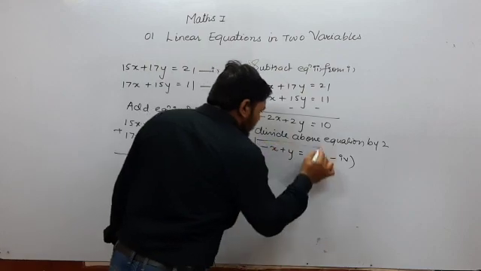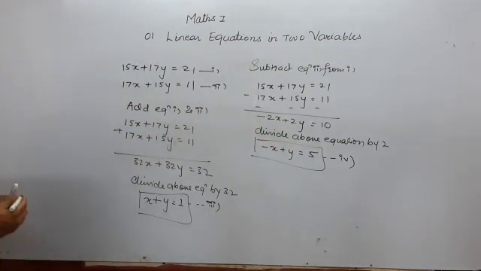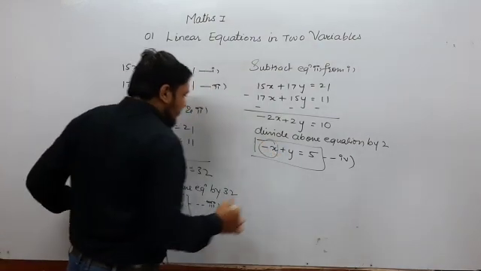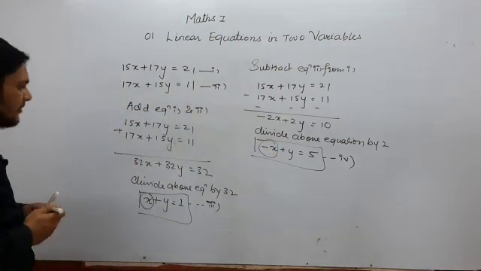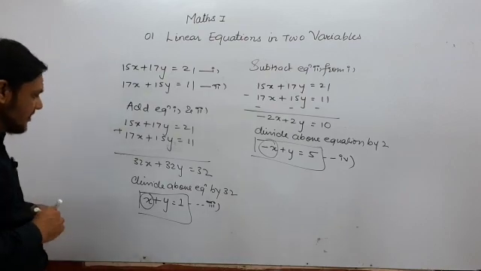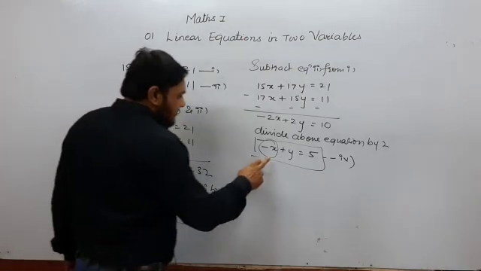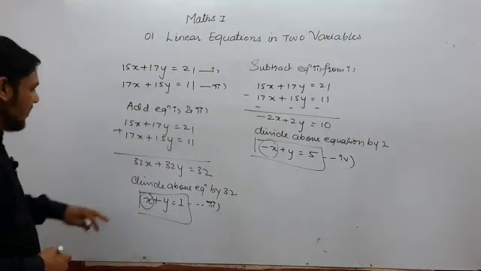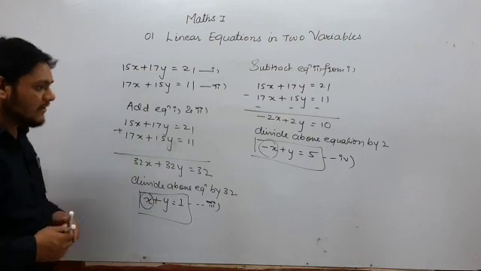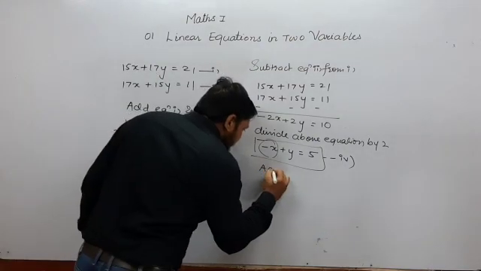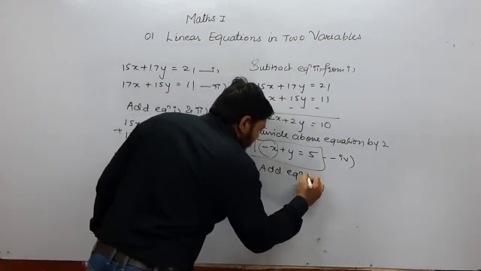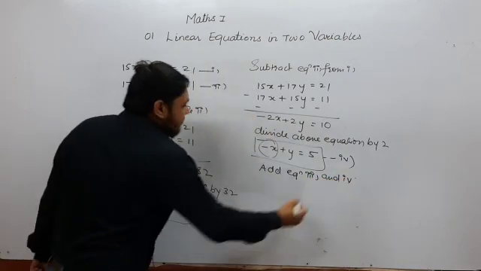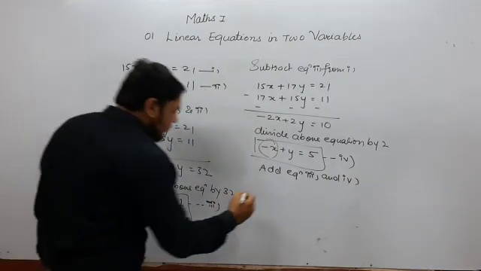Now student, if you observe both the equations, you will get an idea that here it is positive x and here it is negative x. This positive x is cancelled with negative x when we add both the equations. So after adding both the equations, positive x is cancelled with negative x, and then we will get the value of y. In this way, we are eliminating x in order to get the value of y. So add equation 3 and 4. Let's add, students.